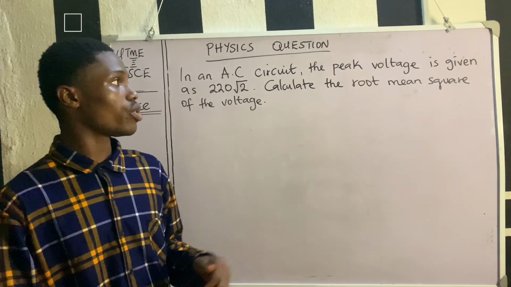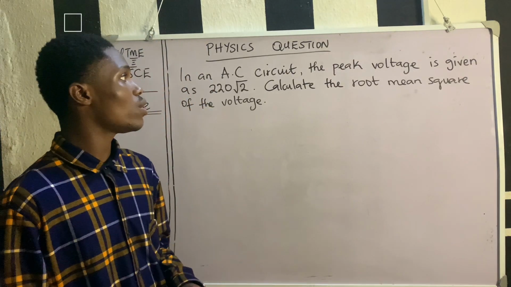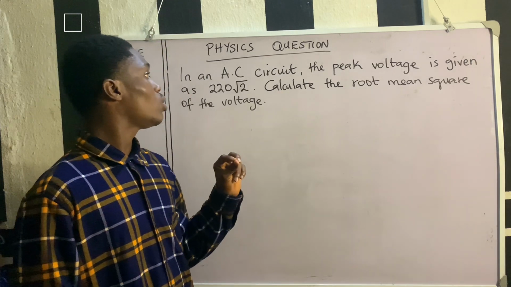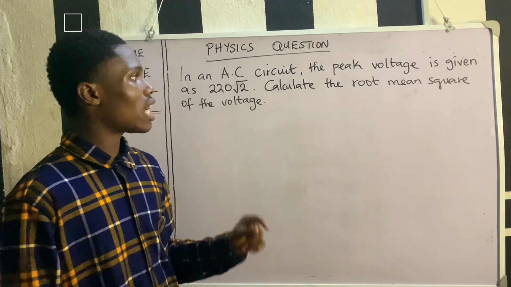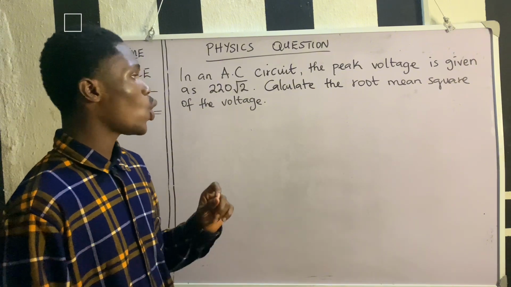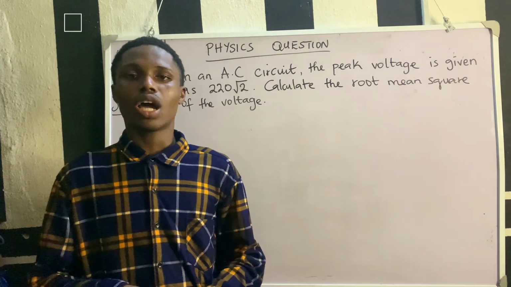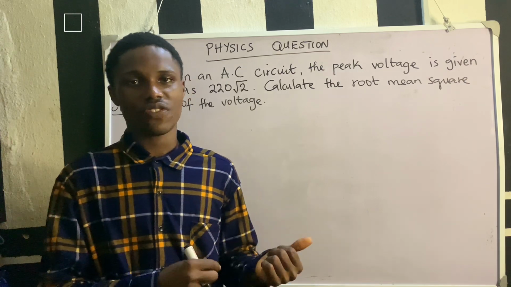Let's go through this question. In an AC circuit, the peak voltage is given as 220 root 2. Calculate the root mean square of the voltage. If you know this question, what's the answer? I know that most of you know the answer to this very question.